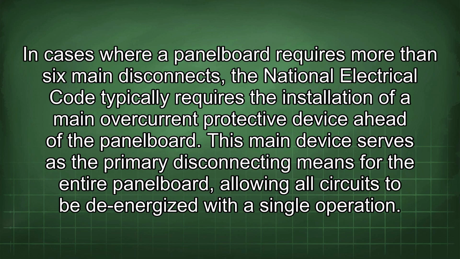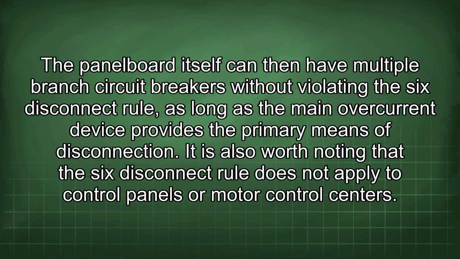This main device serves as the primary disconnecting means for the entire panel board, allowing all circuits to be de-energized with a single operation. The panel board itself can then have multiple branch circuit breakers without violating the 6 disconnect rule, as long as the main overcurrent device provides the primary means of disconnection.